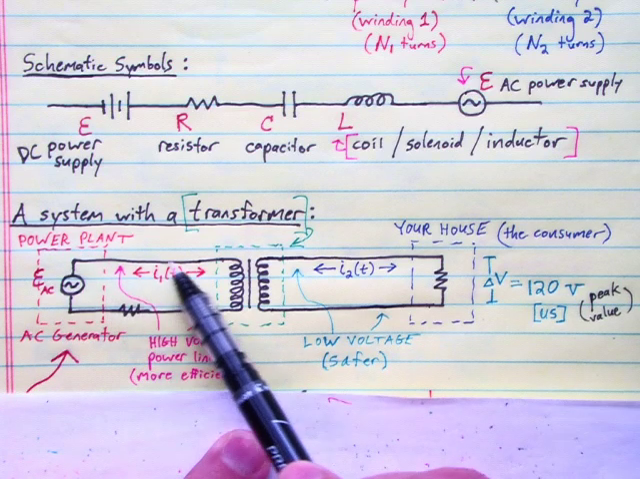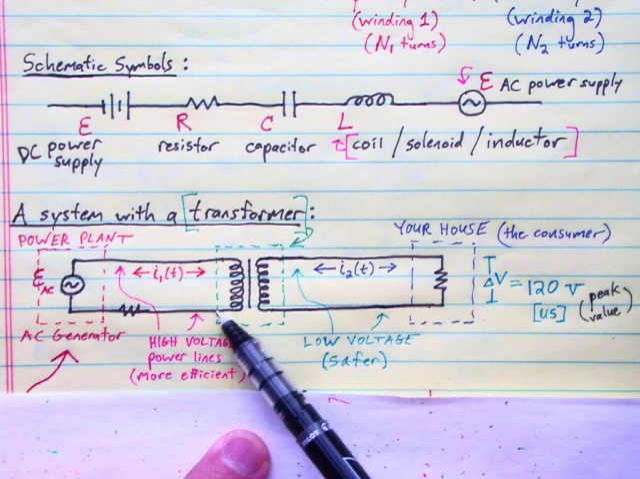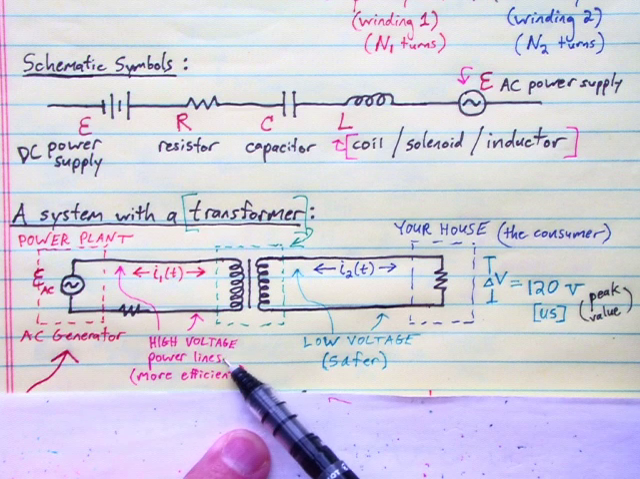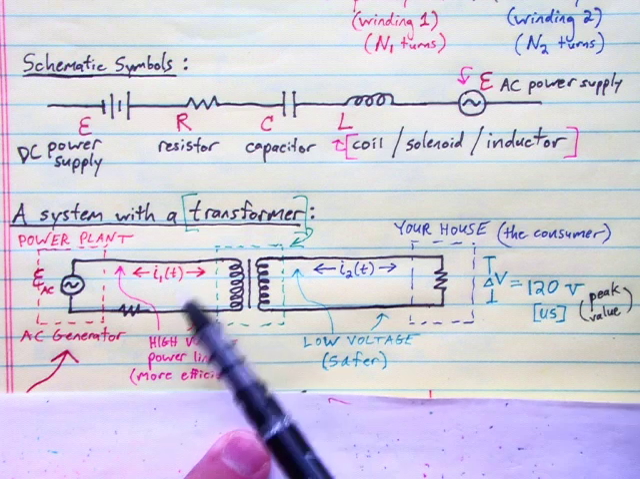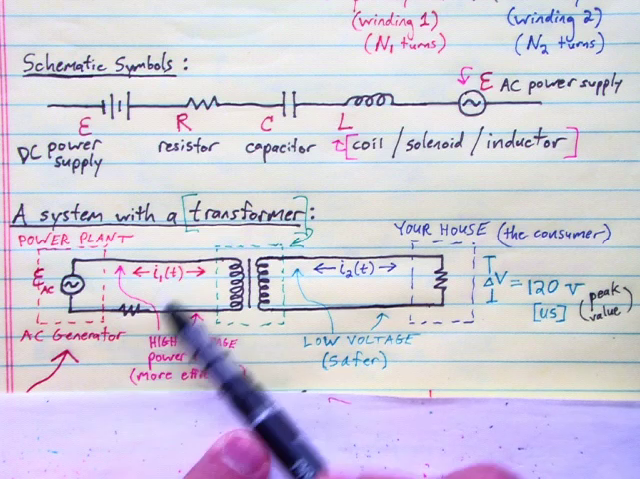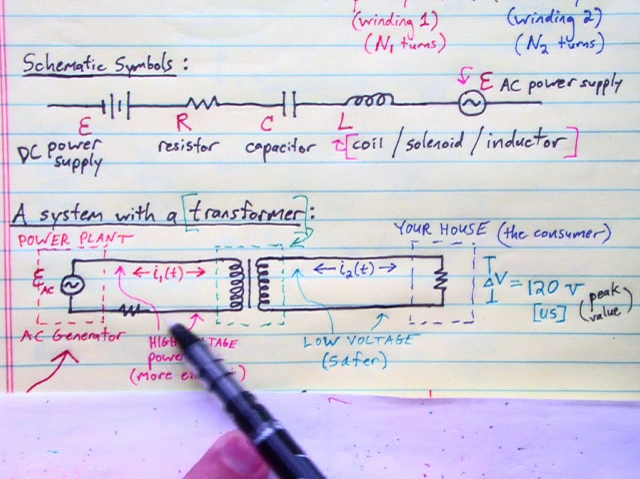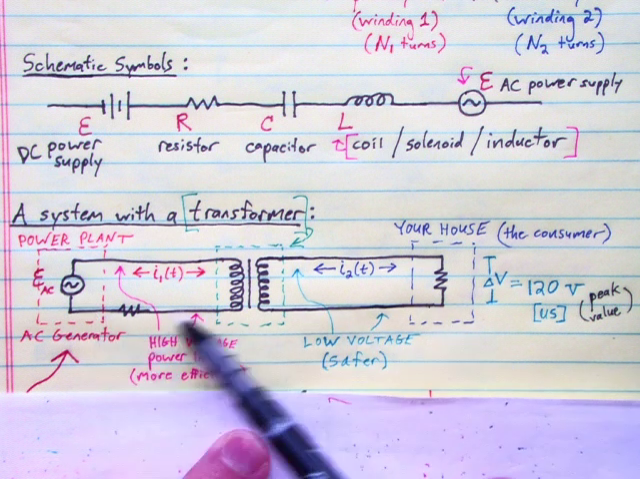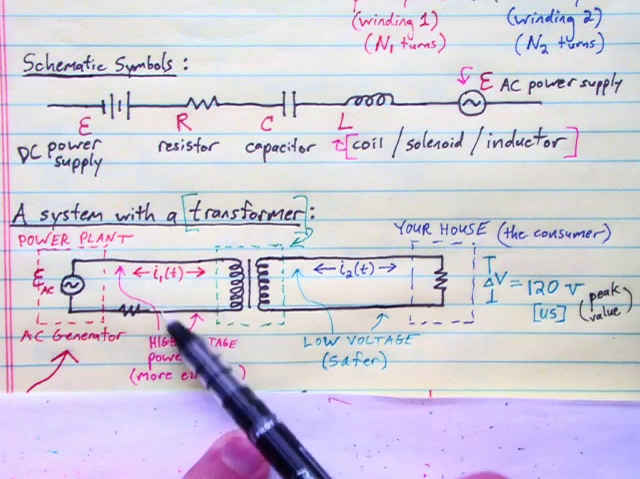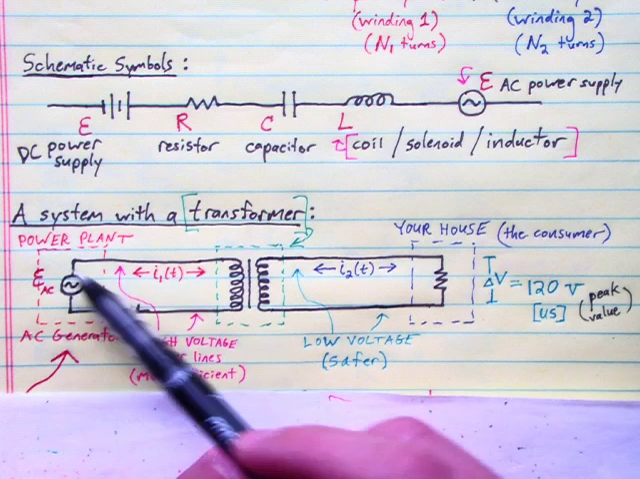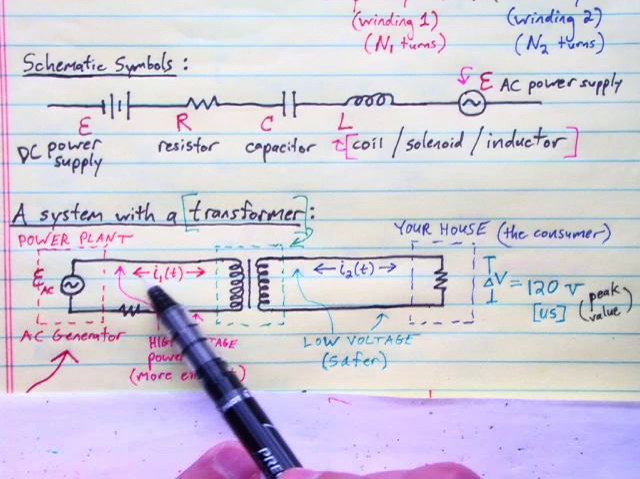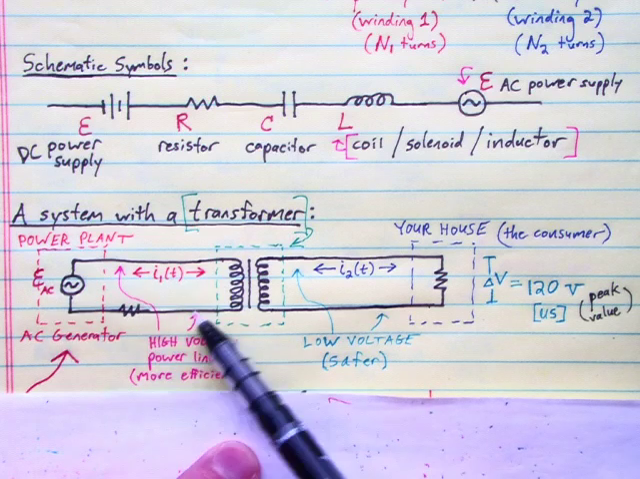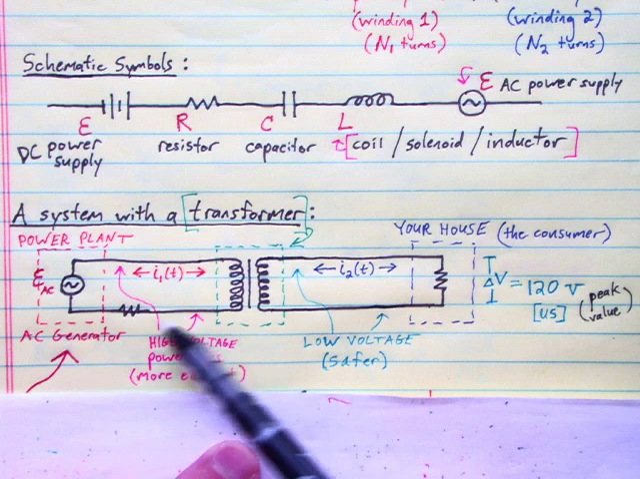These wires here and here, these would be your high voltage power lines, your transmission lines, those high tension wires that run on towers from the power plant across town to your house. These are your high voltage lines here and here. So if we've got an alternating current generator here, then we're generating alternating current in these high voltage power lines.